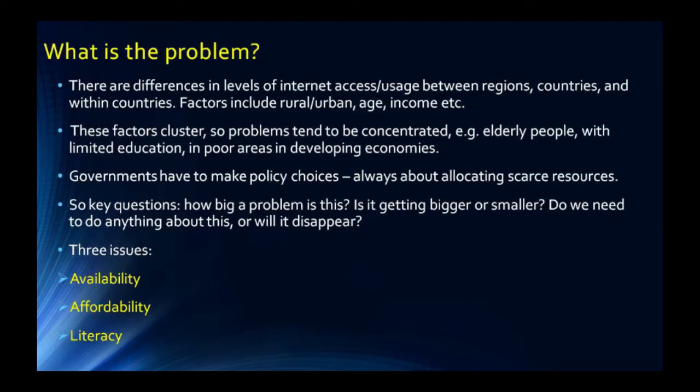There are three issues that we have to address in a little bit more detail. There's levels of availability, there's the affordability of access, because having access to something is only the first step, you have to be able to afford it, and there's digital literacy, technological literacy. You have to know how to use the technology to use it to best effect. So let's look briefly at all three of these.